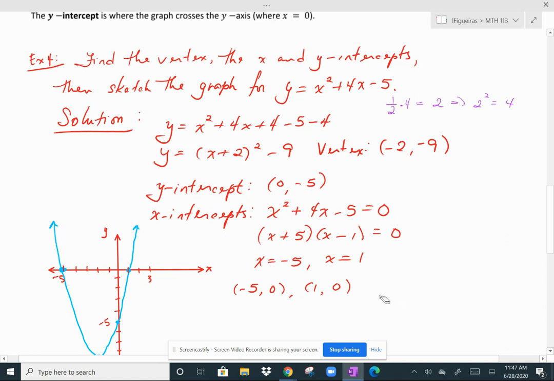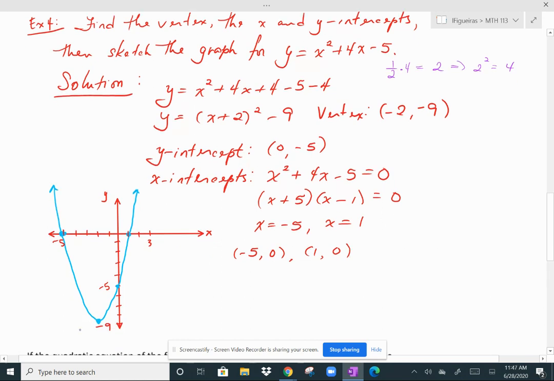All right, so all of these points, the vertex and the intercepts, have to be plotted. Here's my vertex. You go 2 to the left and 9 down. Here's my y-intercept, (0, -5), which just means you go down 5 units. And the two x-intercepts: the first one is (-5, 0), so that means you go 5 units left. The second one is (1, 0), so that means you go 1 unit to the right.